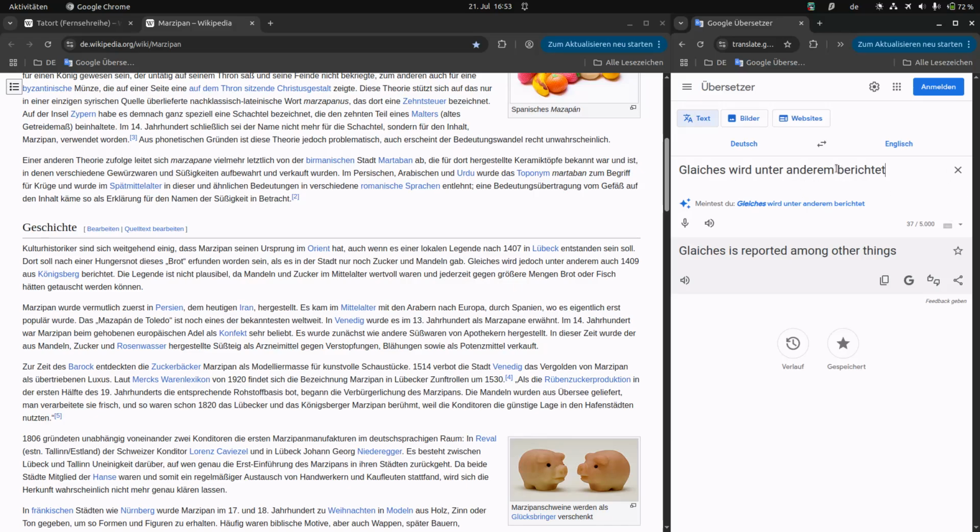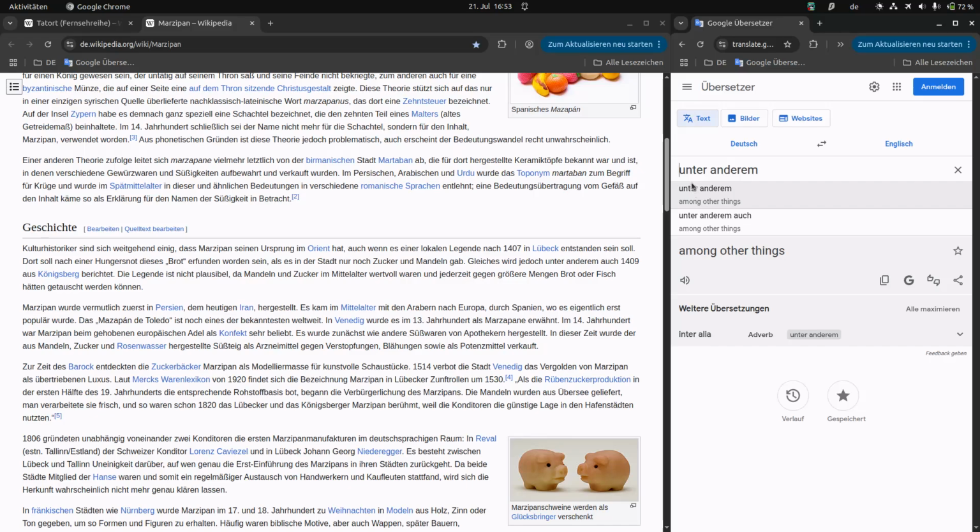I could also have just written unter anderem, but I'm not quite sure if it would have translated correctly, but yeah, it did. Gleiches with EI, not with AI. Thankfully, because it's always better to put some context into Google Translator to make it translate the right thing. Yeah, among other things. So the same was or is being reported among other things. Auch 1409, also 1409. Aus Königsberg, from Königsberg. Berichtet is part of the is being reported. So the same is being reported among other things in the year 1409 from Königsberg.